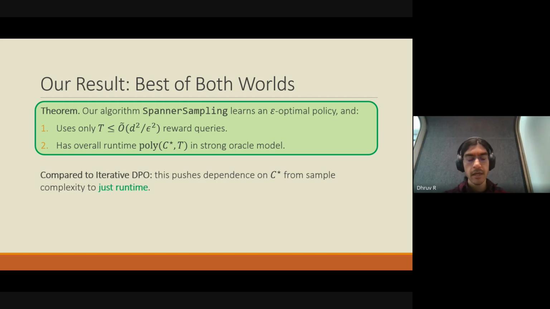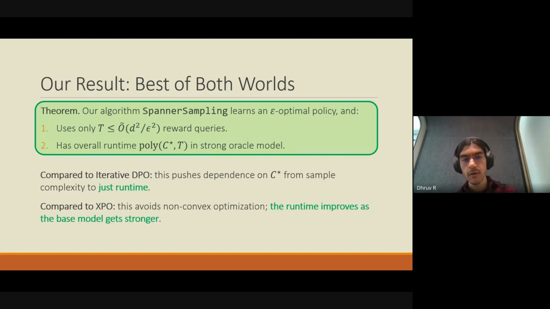So compared to the passive exploration methods like iterative DPO, we've pushed the dependence on C star from sample complexity to just runtime. And compared to XPO, we've avoided non-convex optimization, so we get a provable runtime guarantee. And moreover, this runtime guarantee improves as the base model gets stronger, which is intuitively what we would like to see. And later, we will show that this dependence on the runtime is actually necessary without further assumptions.